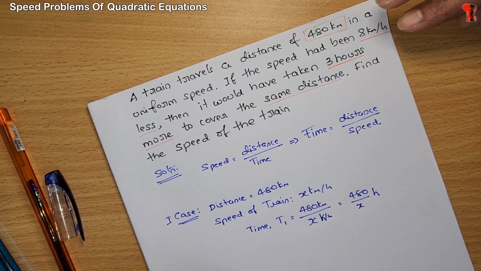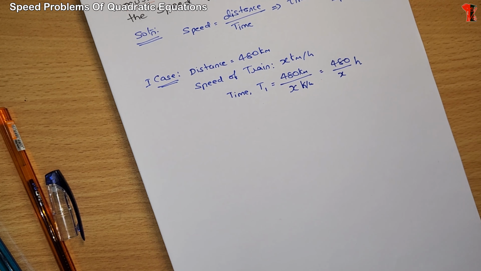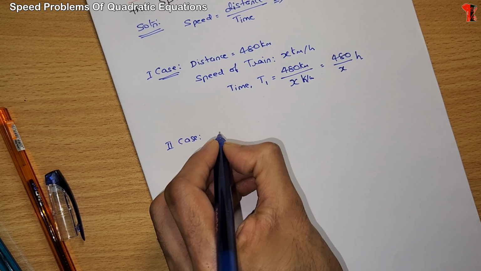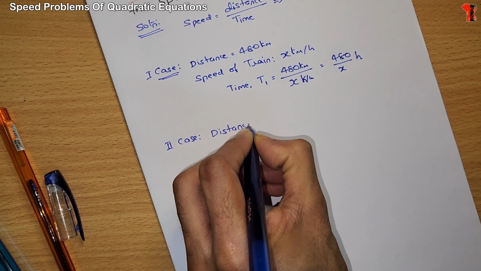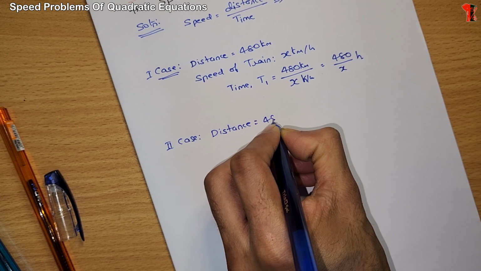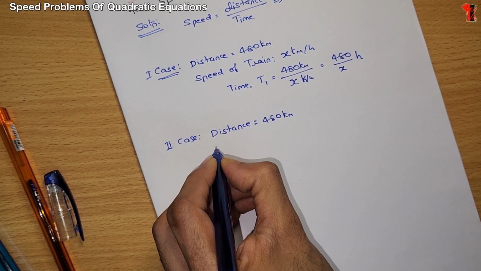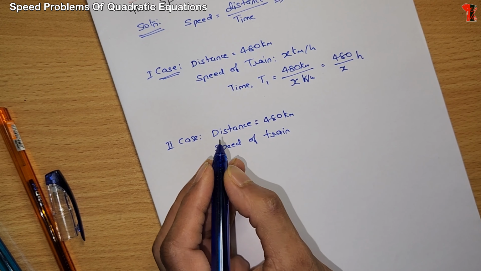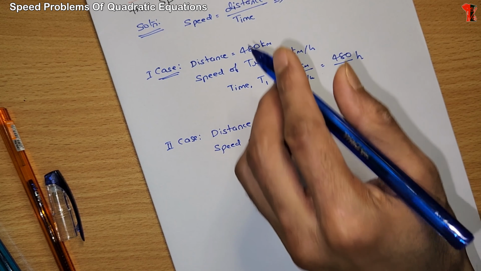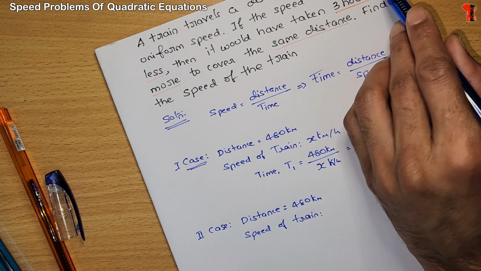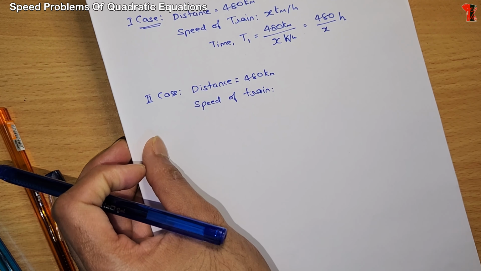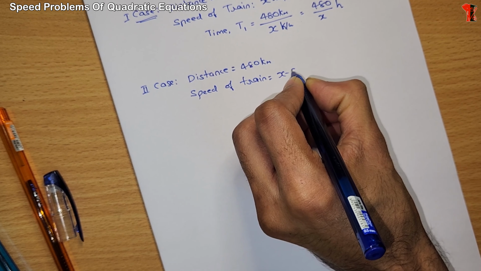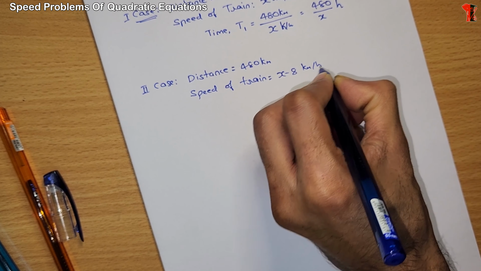Okay, so let's go to the second case. In the second case, as they told, it's the same distance, so the distance will remain 480 kilometers. But there is a change in the speed of the train. As per the question, the speed is 8 kilometers per hour less. That means the speed is going to change to x minus 8 kilometers per hour.